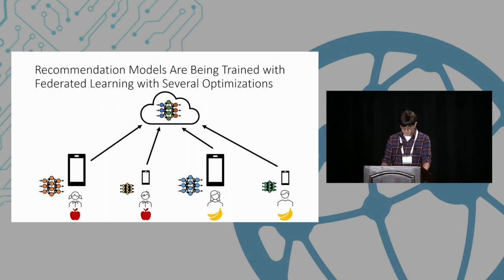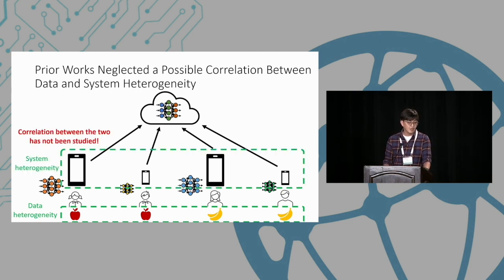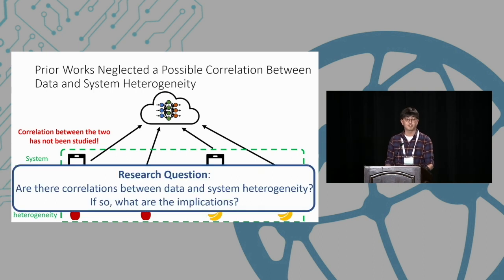brief 1 minute introduction on what I'm going to talk about today. Recent studies increasingly started to look into training a recommendation model using federated learning to enhance user privacy. When training a model using federated learning, prior work extensively studied the effect of data heterogeneity and system heterogeneity. However, they failed to look into any potential correlation between the two, simply assuming that the two heterogeneity are independent of each other. In this work, we aim to study if such an assumption is true, and if not, what can be a potential effect, especially in terms of fairness.